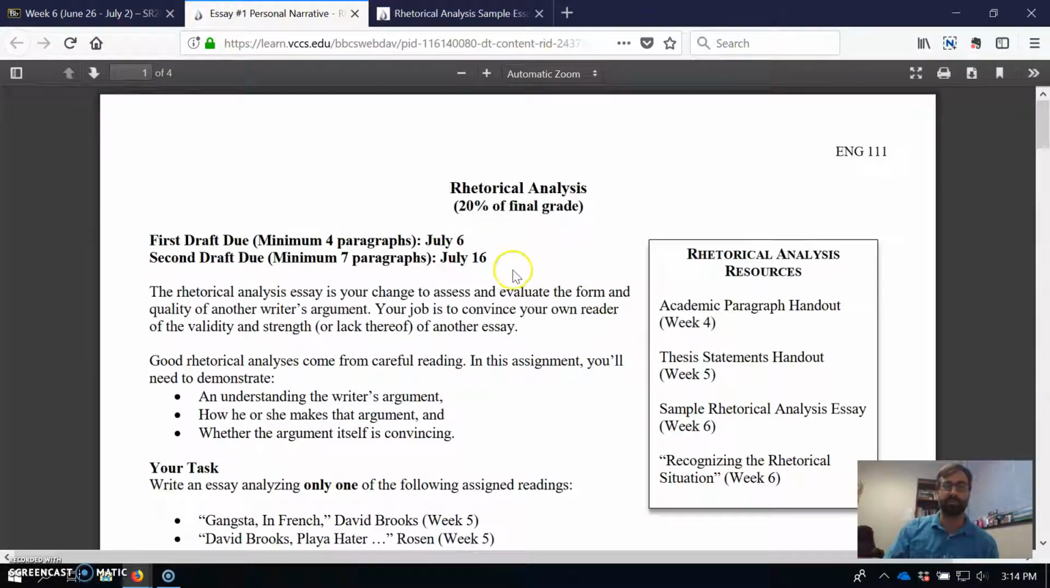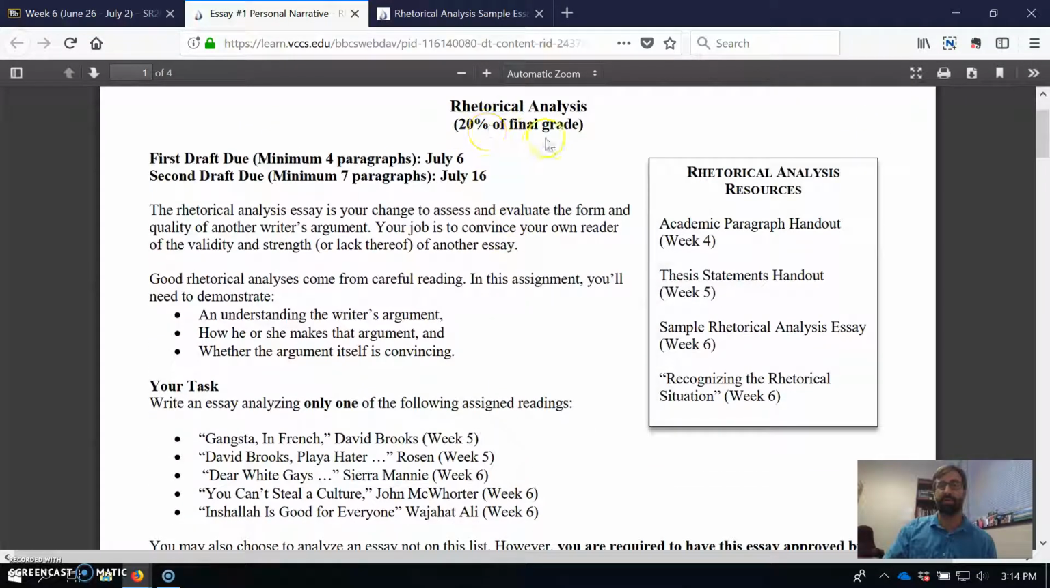So let's start with the actual assignment. Again, this is 20% of your final grade. First draft is due this coming Friday, so you want to make sure that you have at least 4 paragraphs for that first draft and that you have it posted to the Blackboard discussion board by midnight on Friday. Second draft is going to be due 10 days later on July 16th. So that again needs to be a minimum of 7 paragraphs.